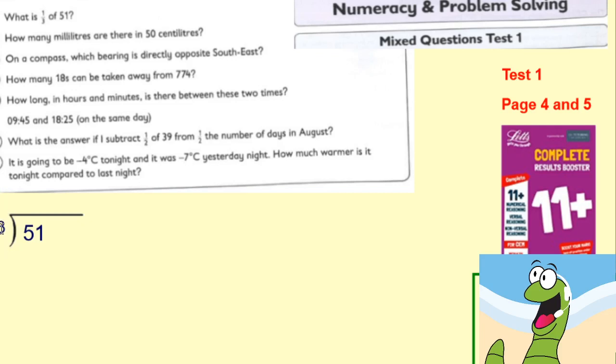Well, 3 into 5 goes once. 3 into 51 goes once. How much is left over? There is 2, or 20, left over. So I'm going to write in my number 2, so that becomes 21. Now how many times does 3 go into 21? 3 times 7 is 21. So 1/3 of 51 is 17.